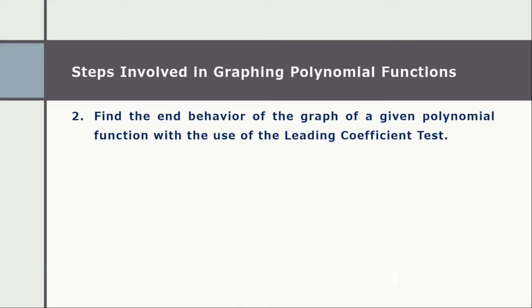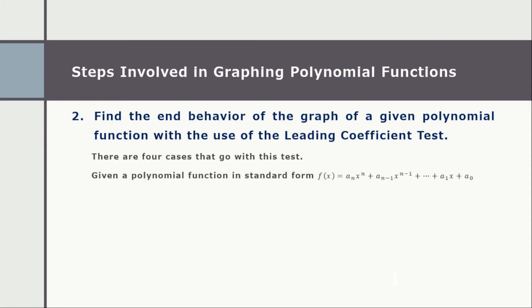Step number 2. Find the end behavior of the graph of a given polynomial function with the use of the leading coefficient test. So there are 4 cases that go with this test. Given a polynomial function in standard form, f of x, which is equal to a sub n multiplied to x raised to n plus a sub n minus 1 multiplied to x raised to n minus 1 until we reach plus a sub 1 multiplied to x plus a sub 0.